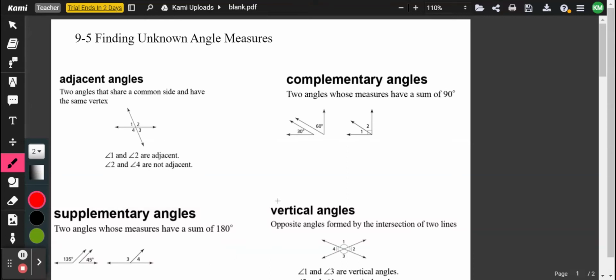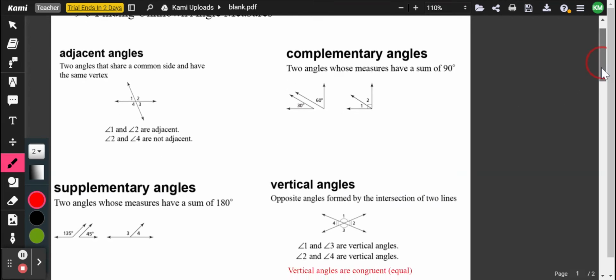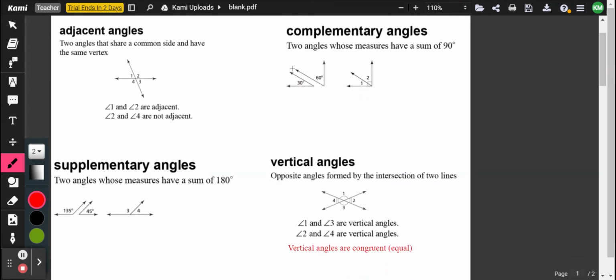Hello everyone. Today we will be doing lesson 9.5, which is finding unknown angle measures. So we have 4 different types of angles, so please pause the video right now and take down these notes. All right, so hopefully you have taken down these 4 types of angles into your notes.